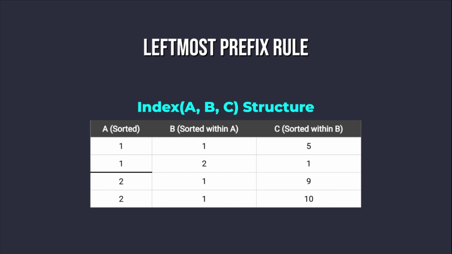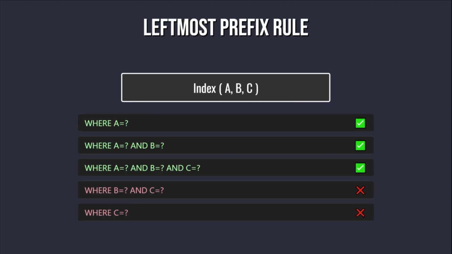A composite index on columns A, B, and C is internally structured as a sorted list, where A is the primary sort key, B is the secondary sort key within A, and C is the tertiary key within B. This structure dictates query eligibility. The leftmost prefix rule states that the index can only be used if the query references the leftmost column, A, or any contiguous prefix starting from A, such as A and B or A, B, and C.